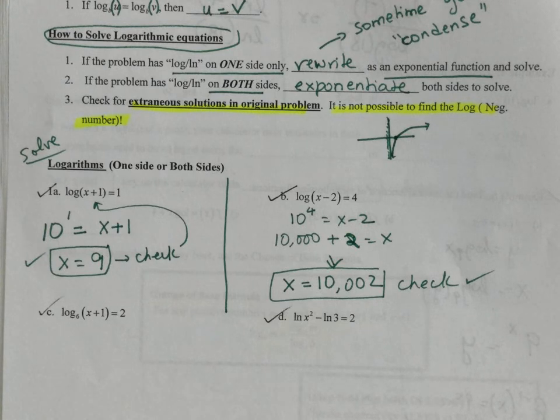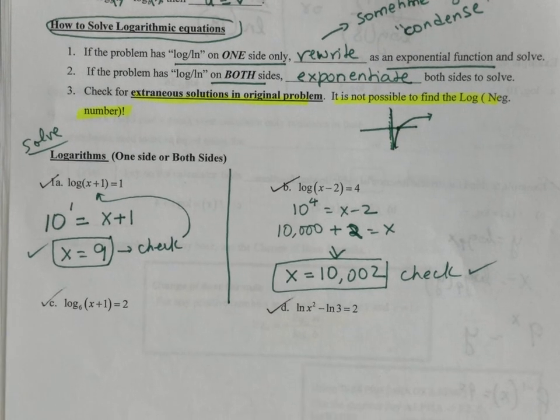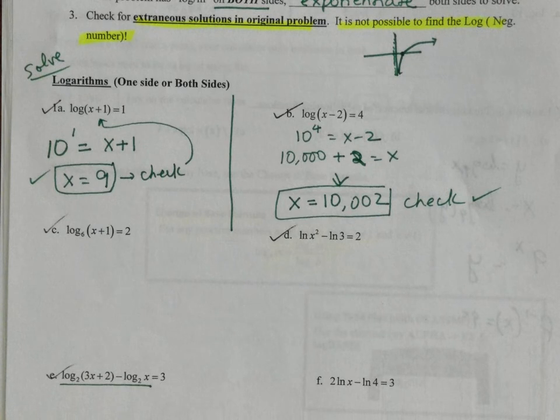Let's do C. Another, again, very similar. A, B, C are all similar, but it's good to do a few of these simple ones. Then D, E, F, we start combining.